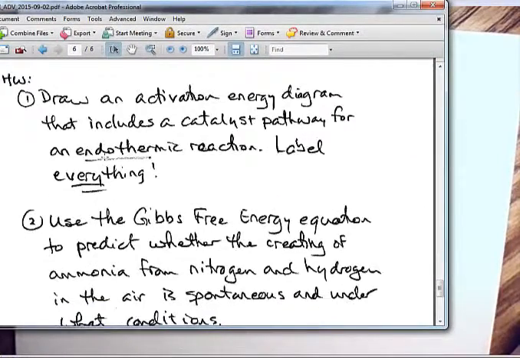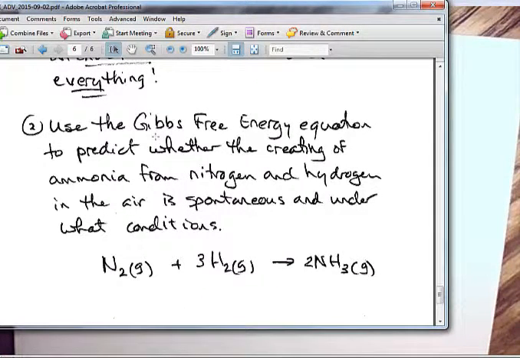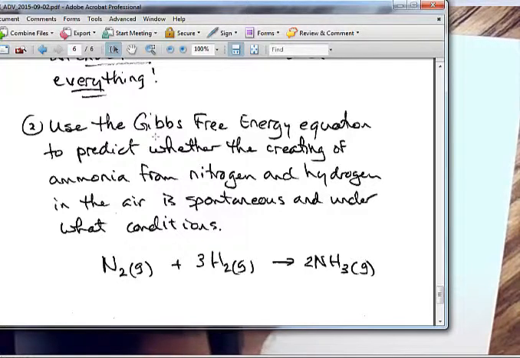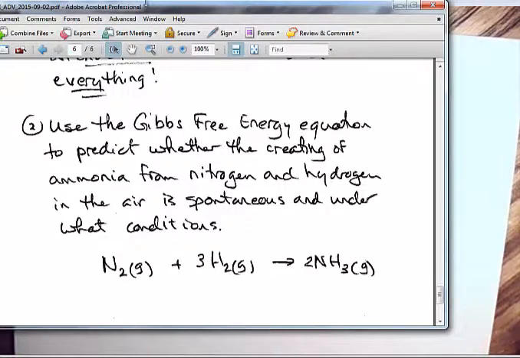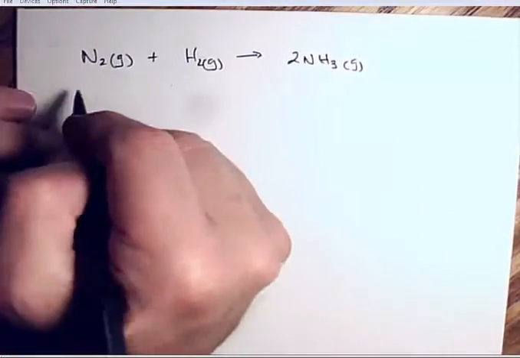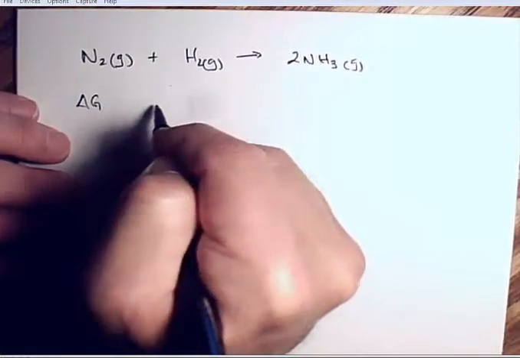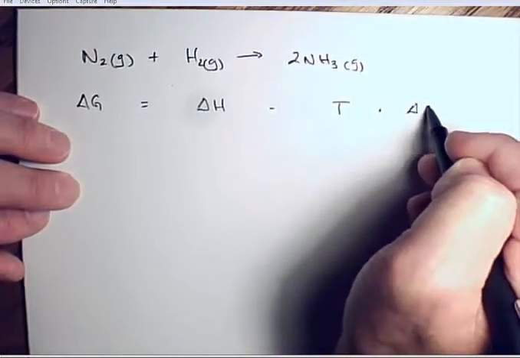All right, so the second problem asks you to use the Gibbs free energy equation to predict whether the creating of ammonia from nitrogen and hydrogen in the air is spontaneous and under what conditions. So let's write out. I'm gonna write out the equation on my paper here. Not really. They don't need it if they already wrote it down. When they wrote it down, it's okay. All right. So we got the terms are delta G equals delta H minus T times delta S.